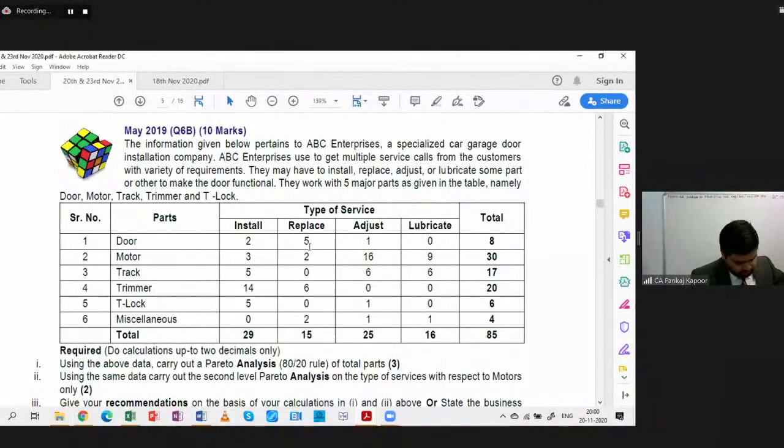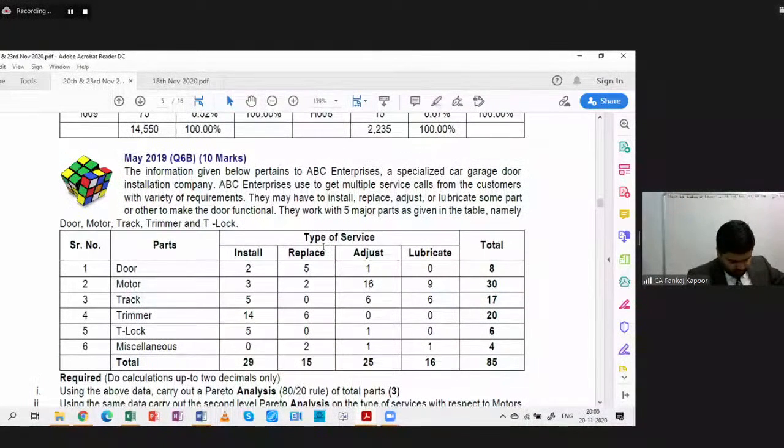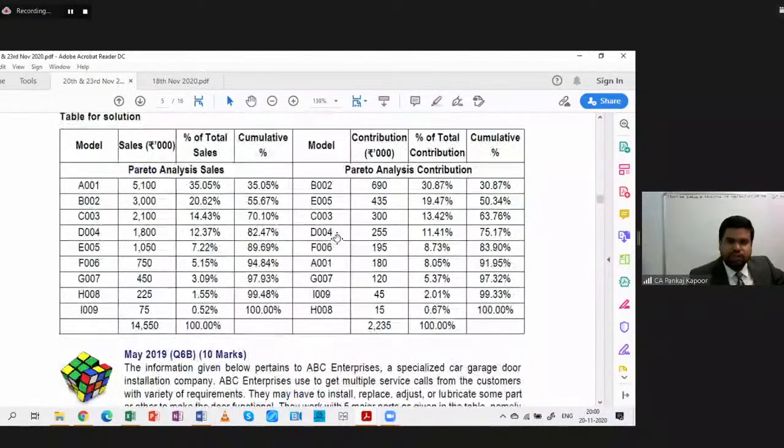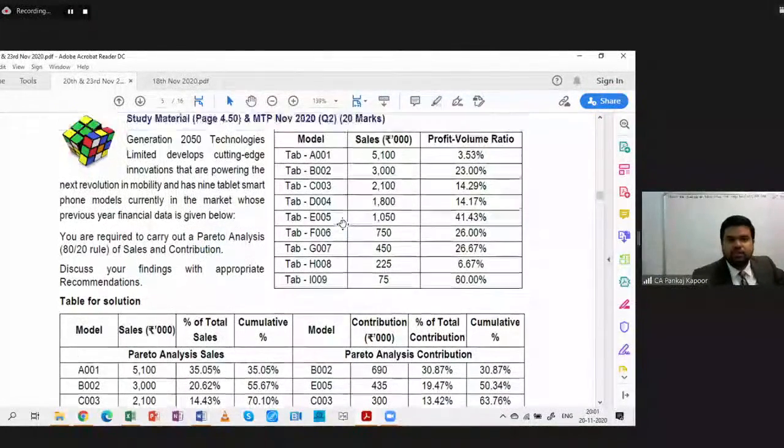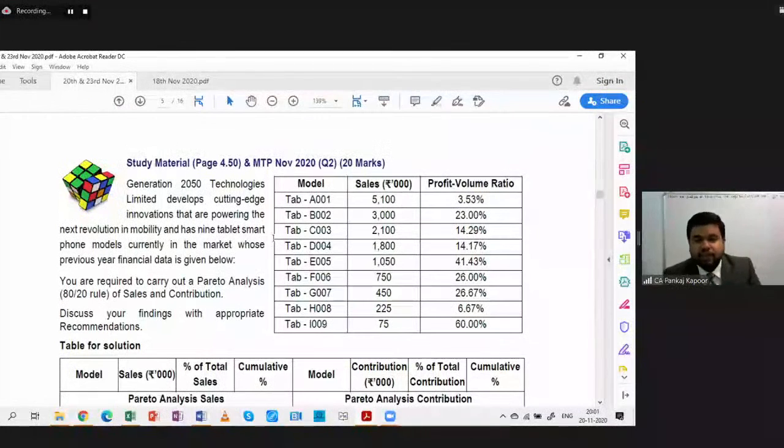Solve both. Okay, no issue. We'll see this question first. Quickly read the question along with me. Then afterward, we'll go for the break. After this particular question, we'll surely go for the break.